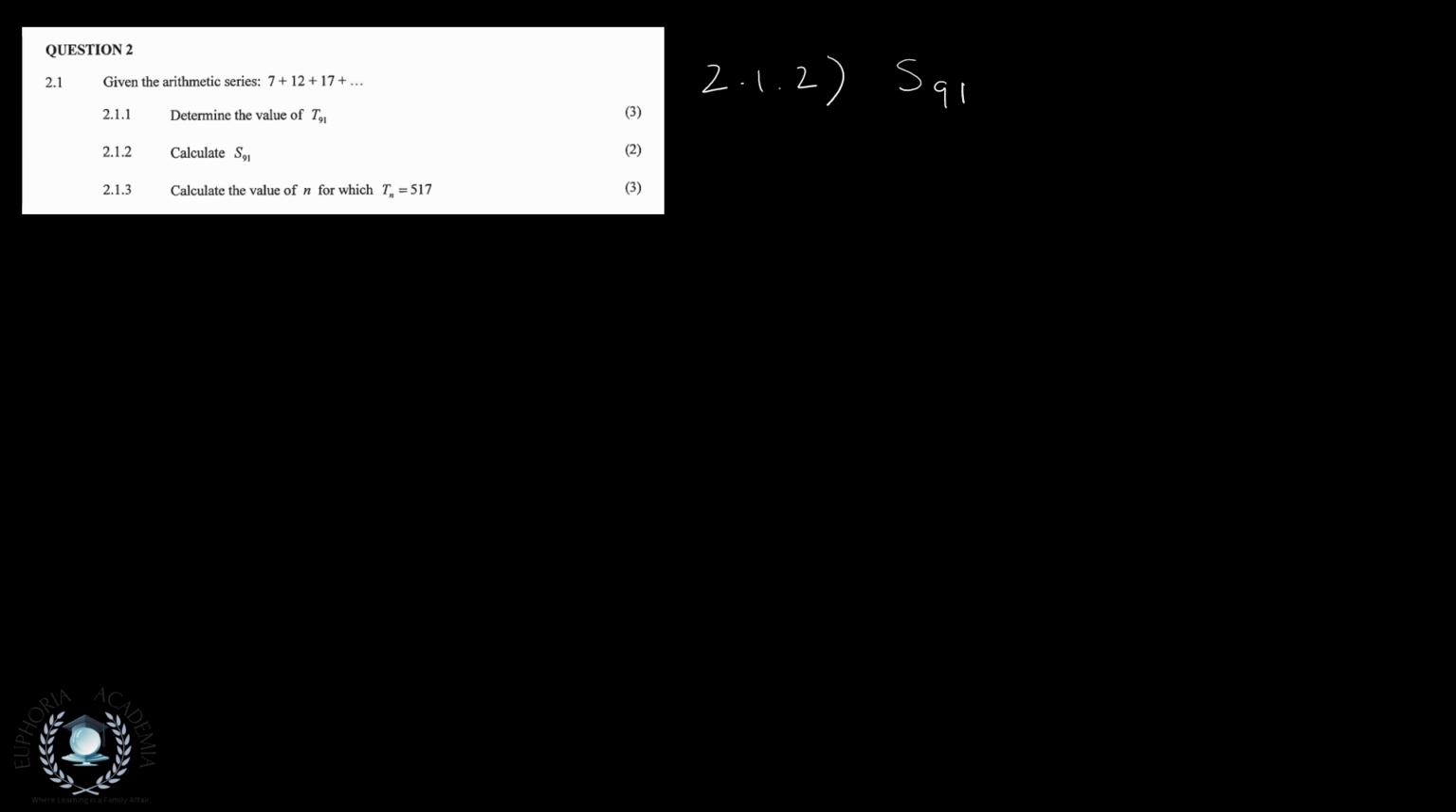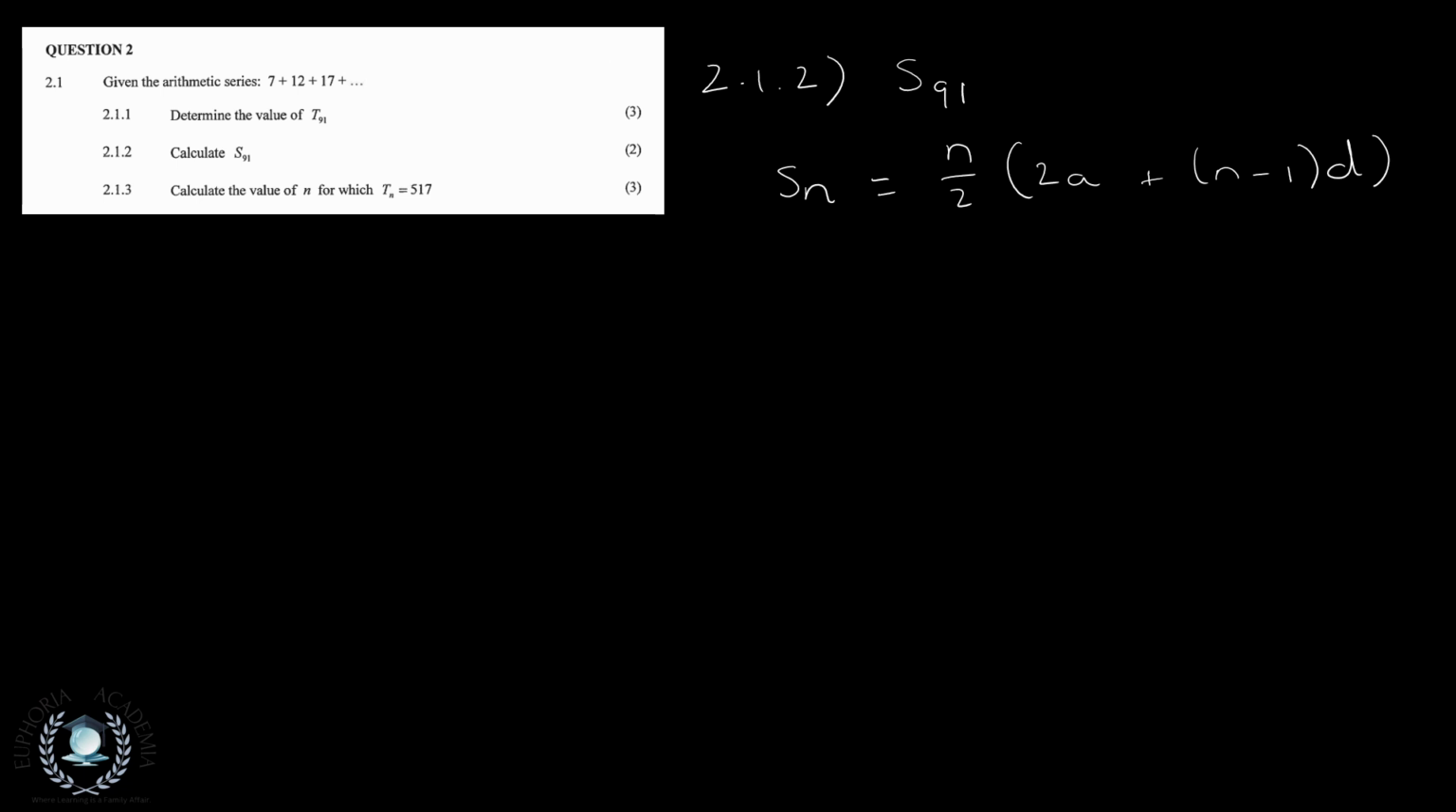For question 2.1.2, we're asked to find the sum of the first 91 terms. Alright, so we already know that we have an arithmetic series. So what's the general formula of the sum? Right, so Sn is equal to n over 2, and in the bracket we have 2a plus n minus 1 multiplied by a common difference of d.